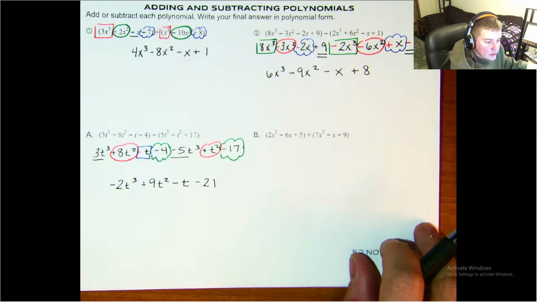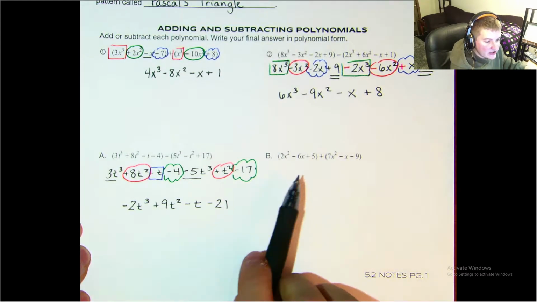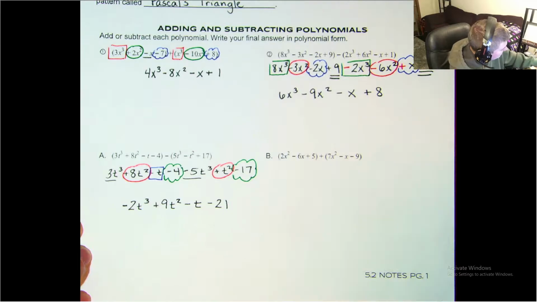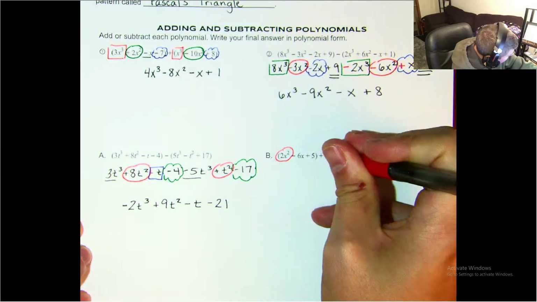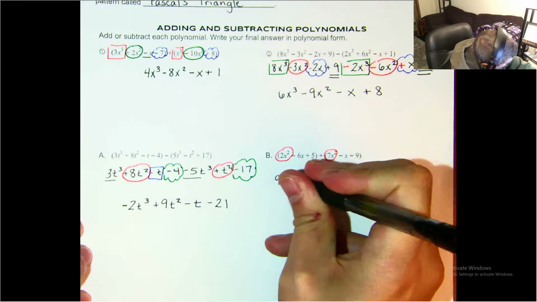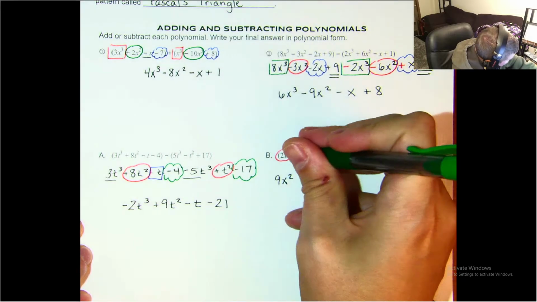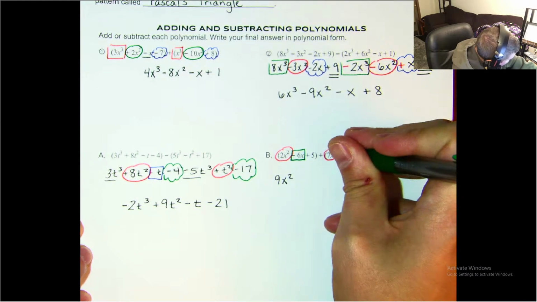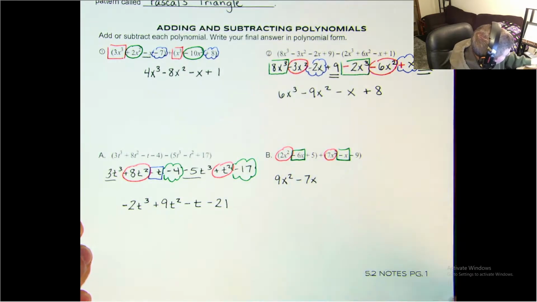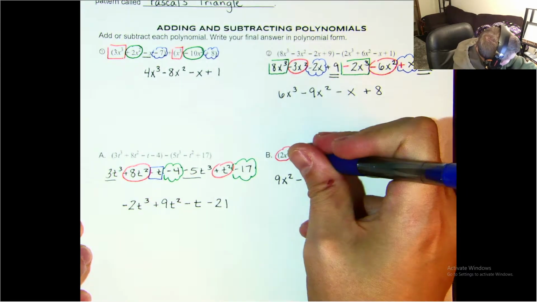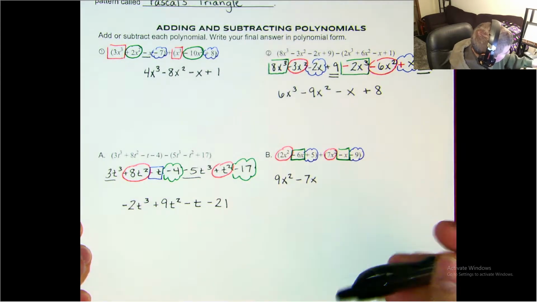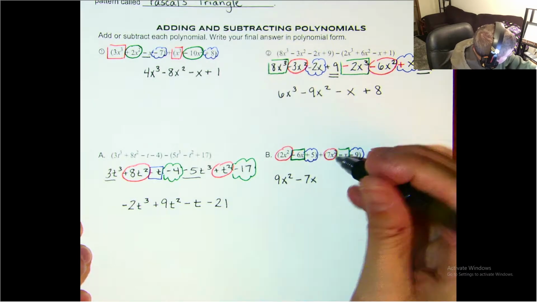Okay, letter B. When I look at letter B, I'm adding, so I don't have to worry about changing the sign. I can just go ahead and combine the terms that are alike. So here I have 2x squared, a positive 2x squared, and a positive 7x squared. So that's going to combine into 9x squared. Here I have minus 6x and minus x. That is going to combine into minus 7x. Okay, and then lastly, it looks like I have plus 5 and minus 9. And those are going to combine into, there's 4 more negatives, so minus 4.